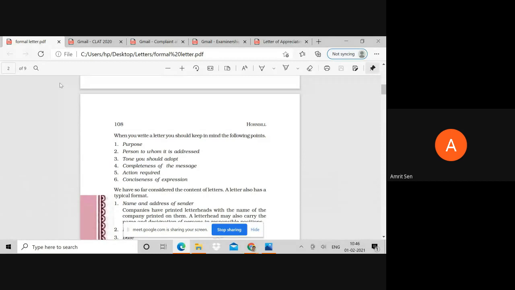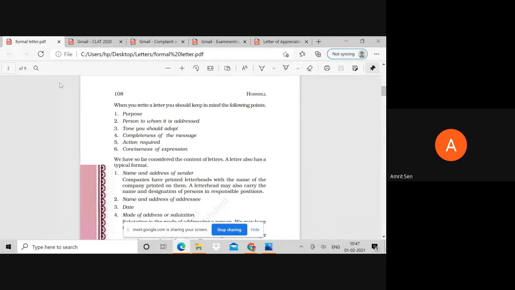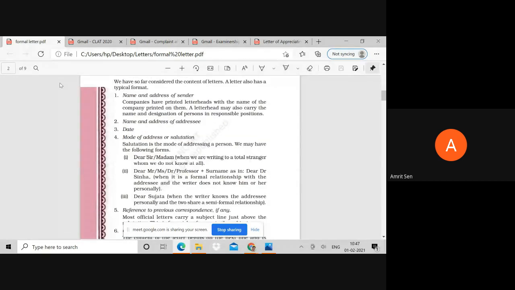So the letter must be complete. You must clearly state what you want. What is the action required? This is the feedback. So I was requested to send this thesis back to them by this date. And very importantly, a letter should be concise. Do not use adjectives unnecessarily. Do not write, I am so grateful that you are a great scholar and you have taken on the trouble. No requirement at all. You must be very crisp, very concise in writing this letter, right?